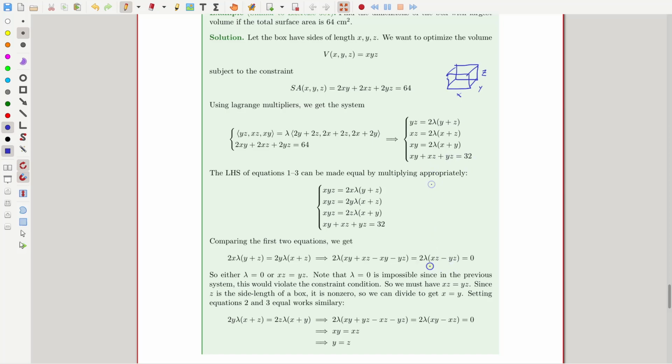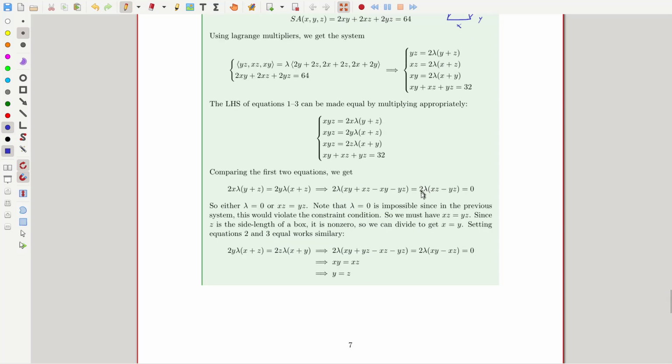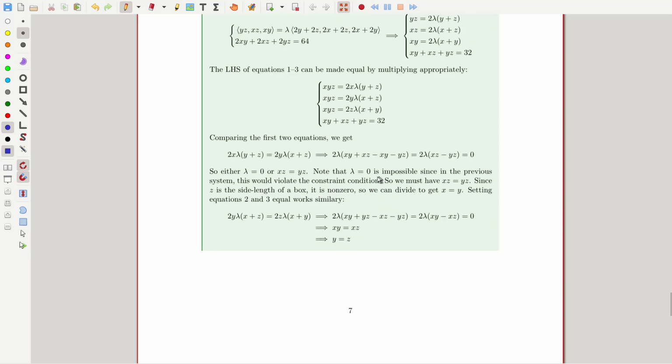So lambda cannot be equal to 0. We ran into a dead end very quickly with that case, which made it nice in the way that I lay out my work, because I don't have to consider that case at all, or I pretend I don't consider it because I realize it immediately gives us a contradiction. Okay, so what this means then is this must equal 0, which means that xz must equal yz.